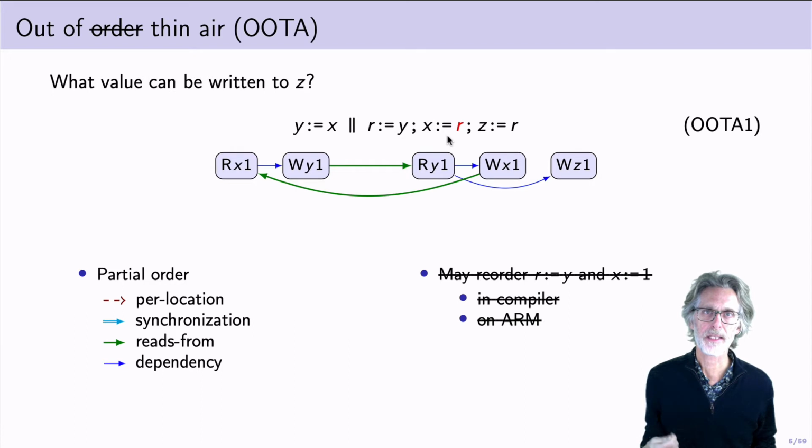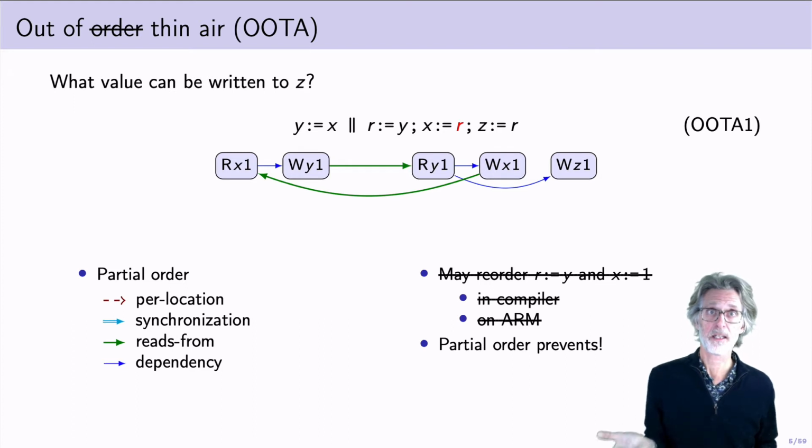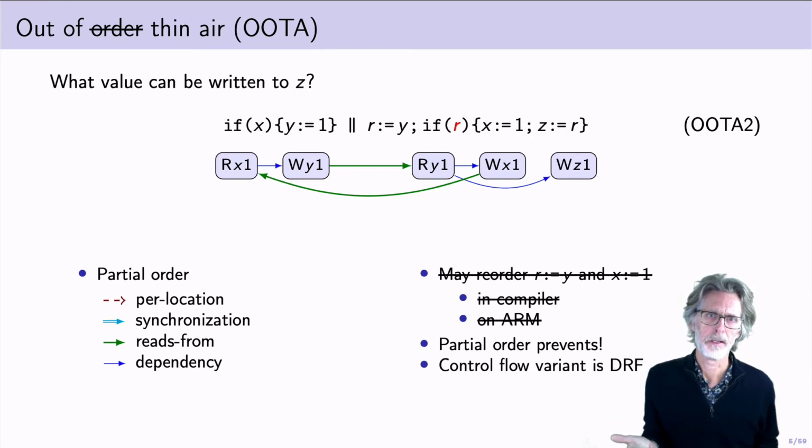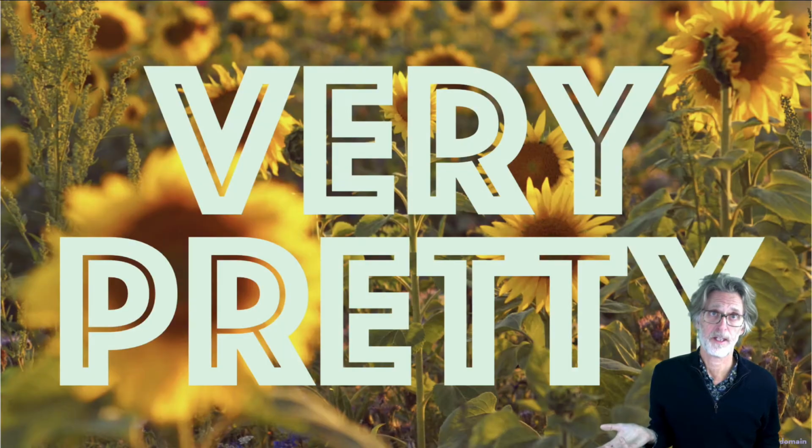If the write of x depends on the read of y, then this reordering is disallowed. That's reflected in our model by the evident cycle. This is no longer a partial order. There are variations of this theme. Instead of data dependencies, we could use control dependencies. And in this case, the program is actually data race free. If one were to allow this execution, this would violate the SCDRF theorem. So partial orders are very pretty, both for executions that we allow and that we disallow.